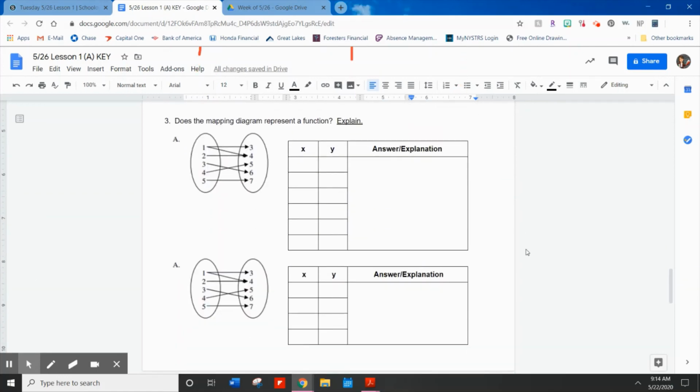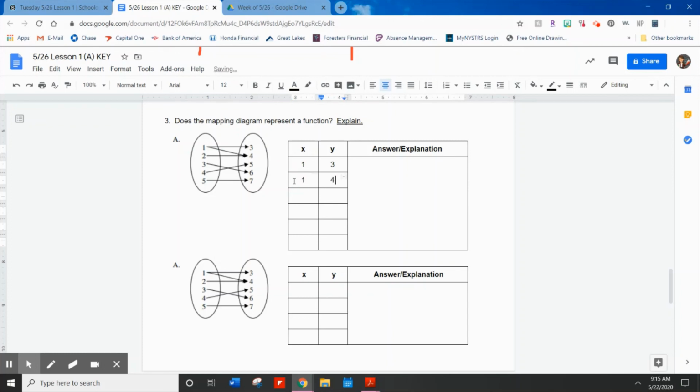Okay, looking at number 3, we're looking at diagrams now. Now it says, does the mapping diagram represent a function, and explain. Now I put the option for you to write out the coordinates if you want. You don't have to do this if you can do it without writing out the data points. I'm going to do it. So we got 1 goes to 3. And then we got 1 goes to 4.